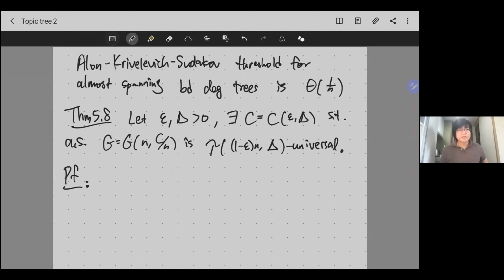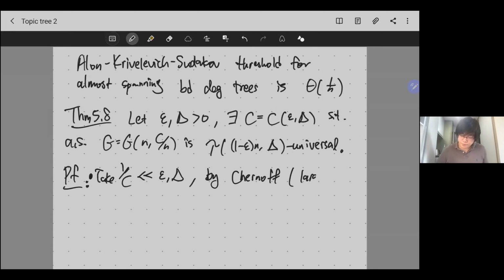Okay, so I will write some essential steps. We will take, of course, C to be sufficiently large compared to epsilon and delta. This is what it means. We take sufficiently large C compared to epsilon and delta. And by Chernoff's inequality, we can get this large set expansion.